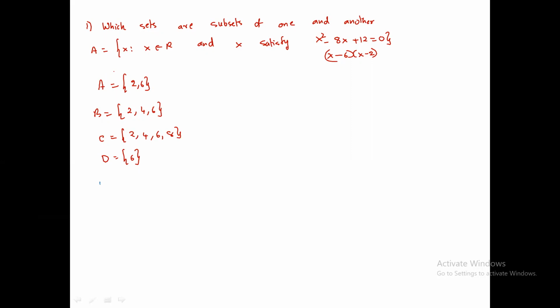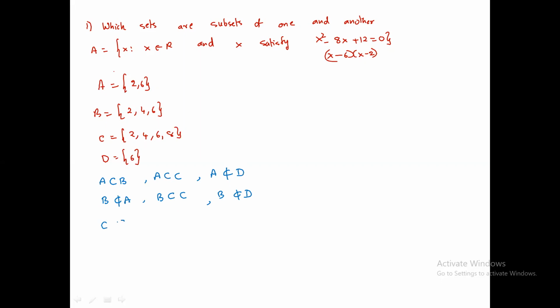About A, what you can say: A is a subset of B. A is a subset of C. A is not a subset of D. About B, what can you say? B is not a subset of A. B is a subset of C. B is not a subset of D.